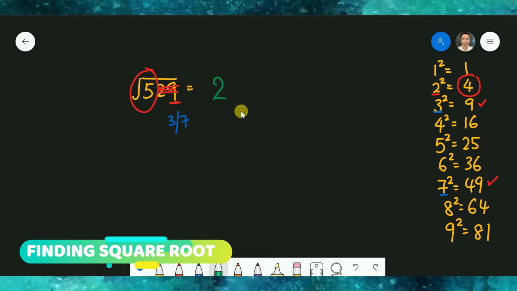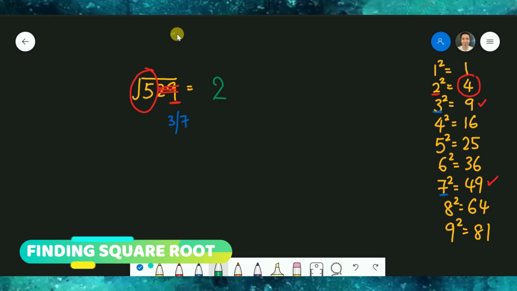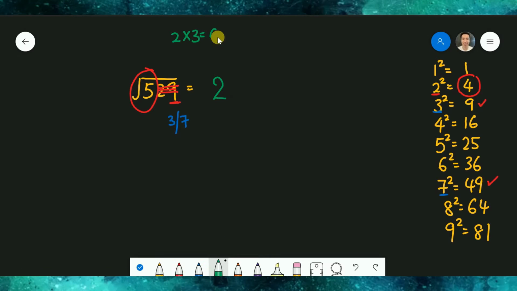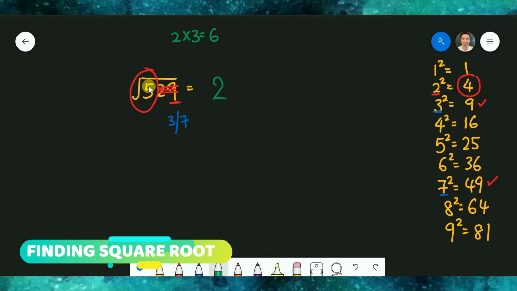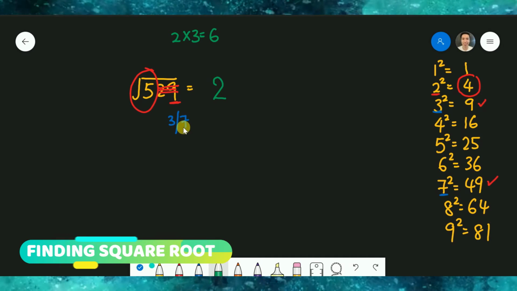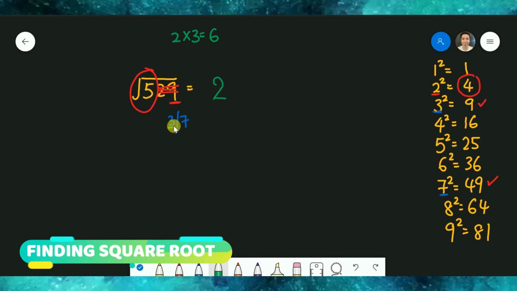Next, you need to ask yourself, what number comes immediately after 2? It's 3, isn't it? So 2 times 3 is 6, and we need to compare 5 and 6 here. It's very obvious, 5 is smaller than 6. Which means that from 3 and 7 here, we need to pick up the number which is smaller. So 3 is smaller than 7, and your final answer will be 23.